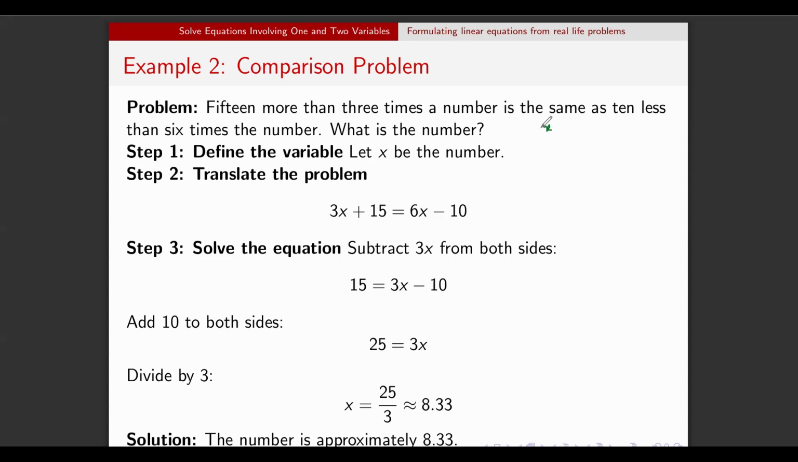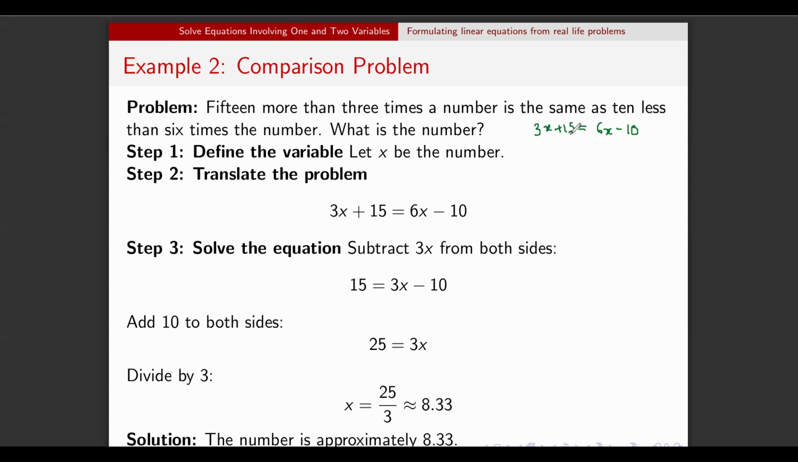So we have the number, 3 times the number, 15 more, so plus 15, is the same as 10 less than 6 times the same number, also the same x. You don't change the variable. So this is how you set up the equation. You know that we always said "more than" is the reverse. So 15 more than means the number plus 15. And the number is 3 times the number.